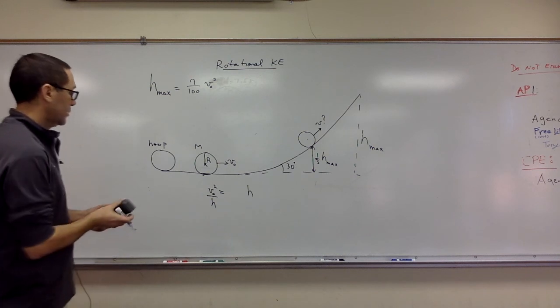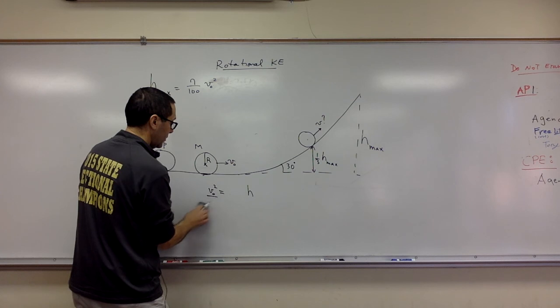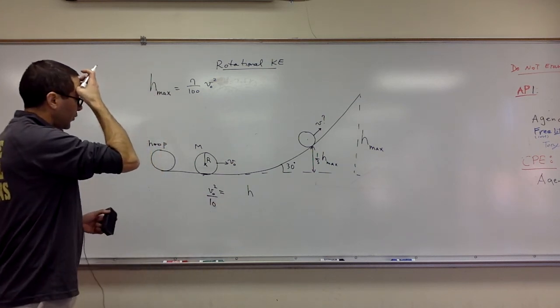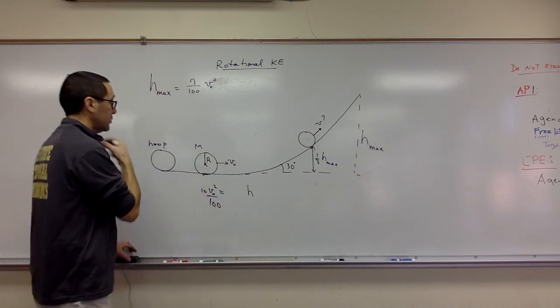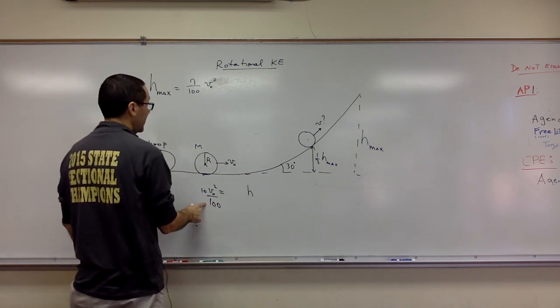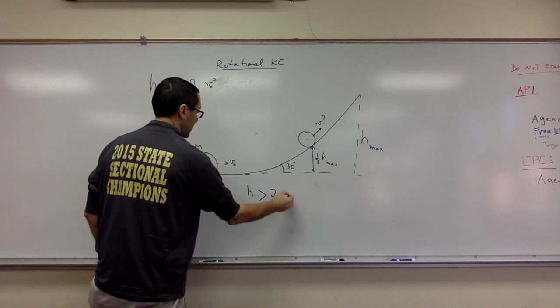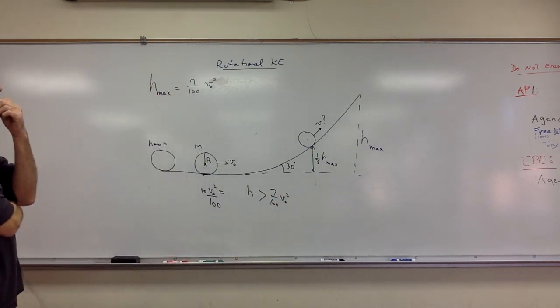Okay, I'm sorry, we forgot it, divided by 10. Now, if we compare this to, well, I can make this 10 over 100 to see that we can compare it easily. It looks like this number here is greater than 7 over 100 V initial squared, which means the hoop is going to go higher.